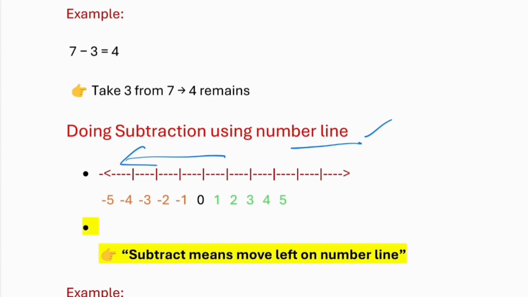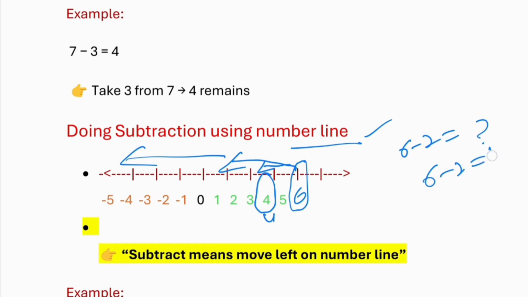For example, 6 minus 2 is equal to how much? On the number line, you have to start from 6 and move left 2 steps. Then you will reach 4. Therefore, 6 minus 2 is equal to 4. That is your answer.